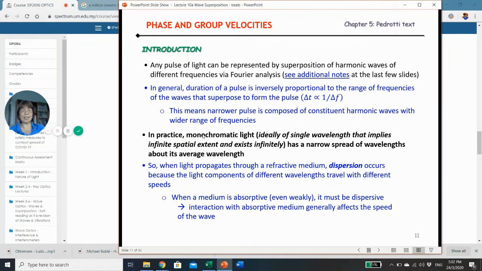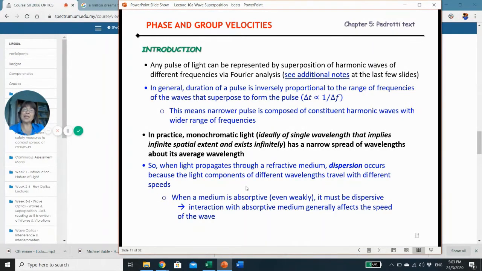Now, in reality, monochromatic light that we ideally think of as single wavelength, which implies that it has an infinite spatial extent and it also exists infinitely. However, it actually has a narrow spread of wavelengths about its average wavelength. Because of this, when this light propagates through a refractive medium, dispersion will occur because the light components of different wavelengths will travel at different speeds.